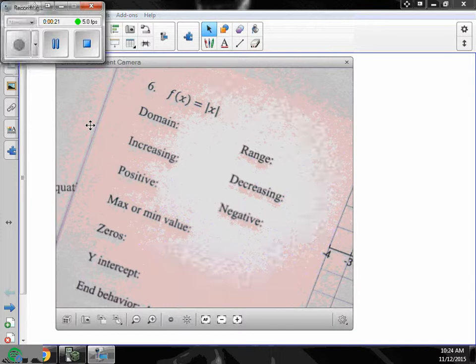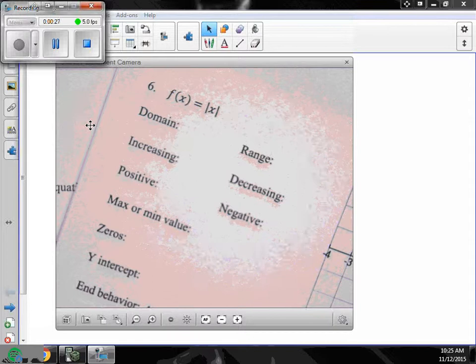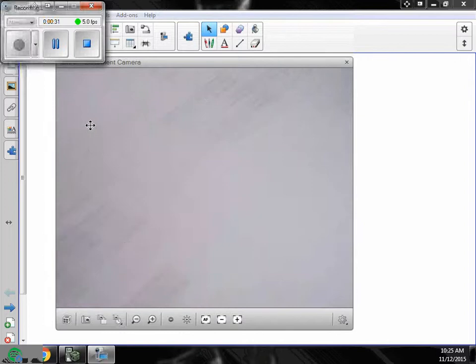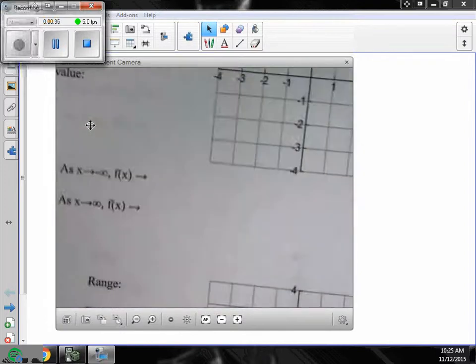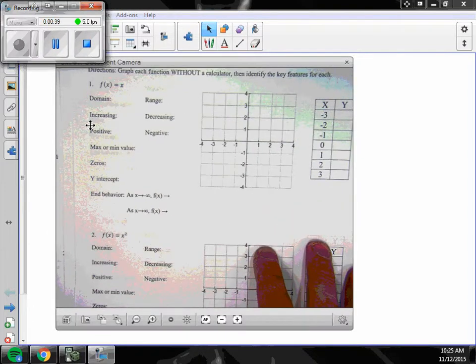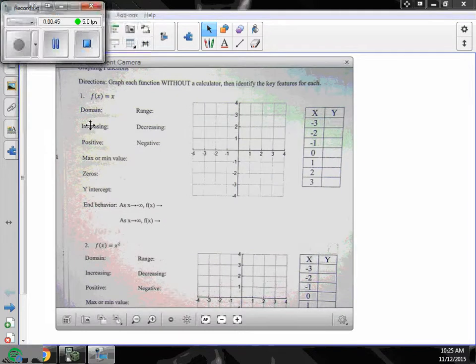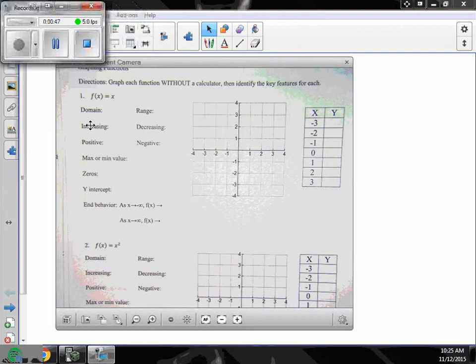Before we do that, I want you to be really familiar with some very basic functions. We refer to them as parent functions. So today's pretty simple. If you look at this first page, you need to graph this function without a calculator, meaning you don't get to graph it on your calculator. If you need a calculator to do the math, that's fine. But you're just not allowed to graph it.